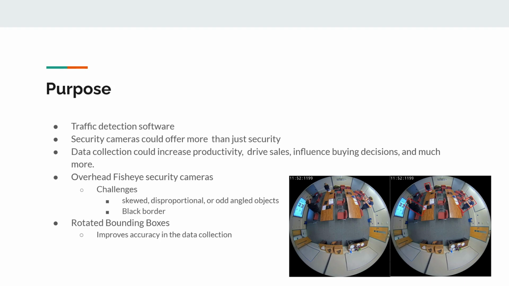And then there's one main problem that I wanted to tackle in this project, and that is overhead fisheye security cameras. They're a challenging subset of images that you would have to work with in this software. The challenges are that the objects in them are often skewed, disproportional, or oddly angled. This can make it hard for an object detector to detect these objects, or it could also make the axis aligned bounding boxes very big. That's where rotated bounding boxes come into play. I think this could improve accuracy of the data collection, which is important.